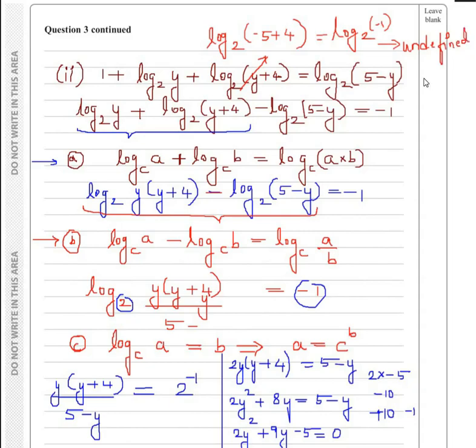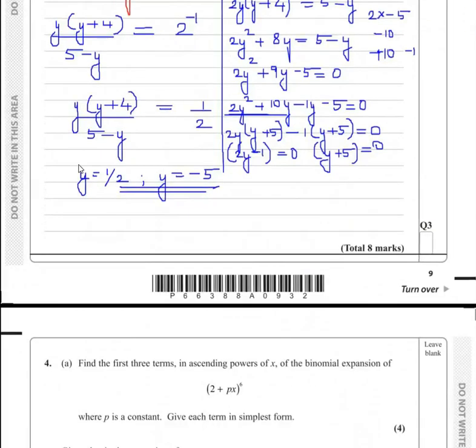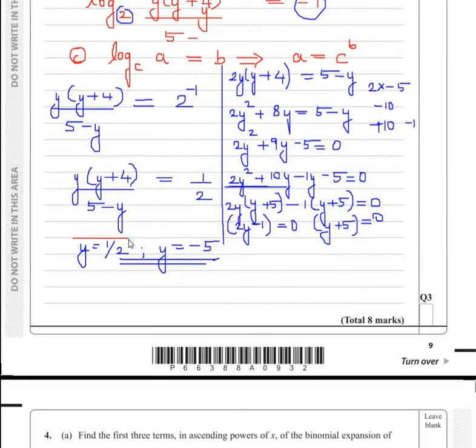Therefore, we choose the final value of y as y equal to 1 over 2. This is going to be our final answer. y is equal to 1 over 2.